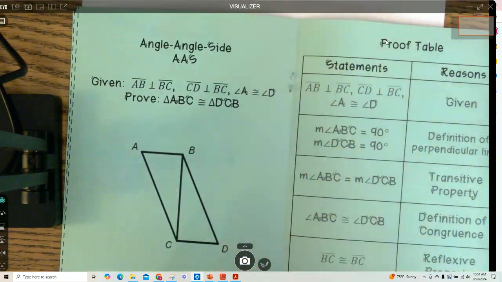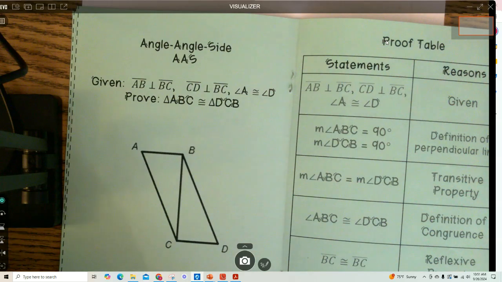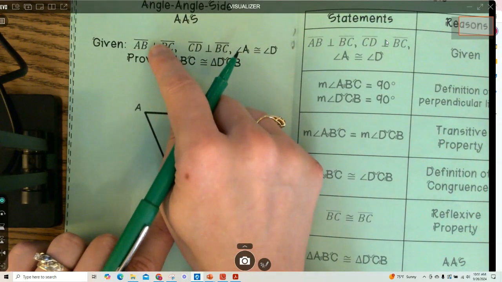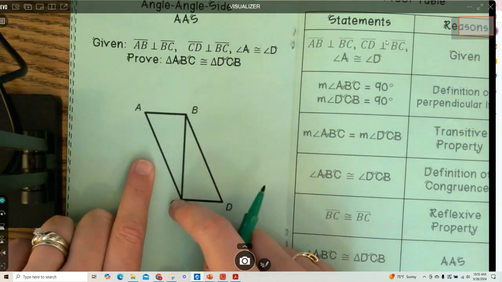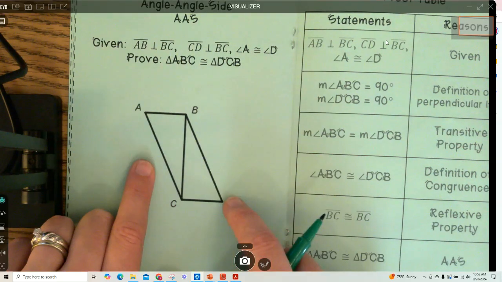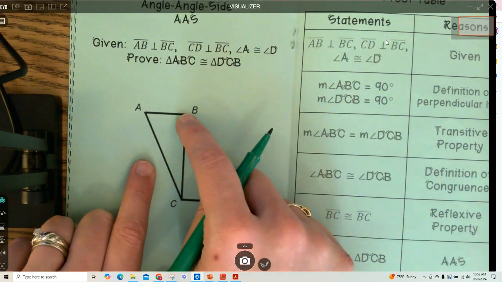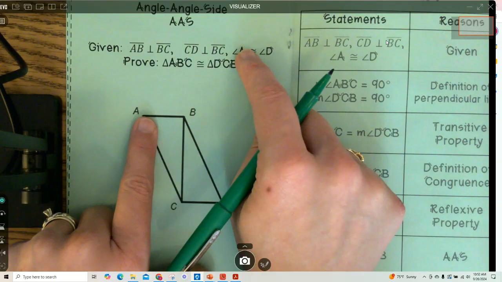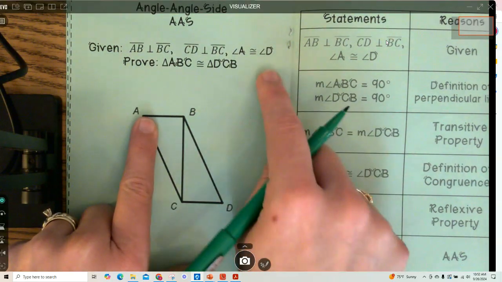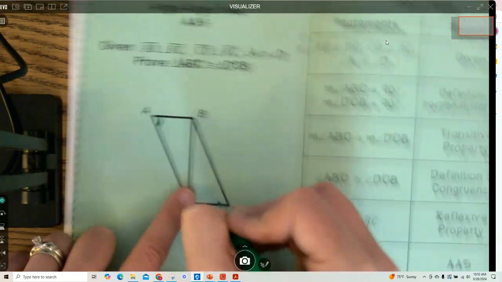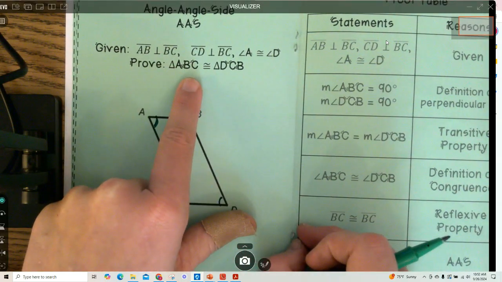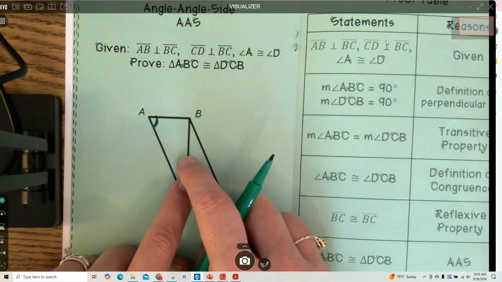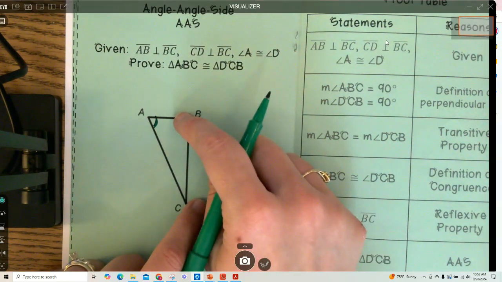All right. Angle, angle, side. So given AB is perpendicular, so that's what that one means, to BC. AB is perpendicular to BC, and CD is perpendicular to BC. And angle A and angle D are congruent. That means this angle and this angle match. Prove that they're congruent. So we know this side matches, and we know these are perpendicular.